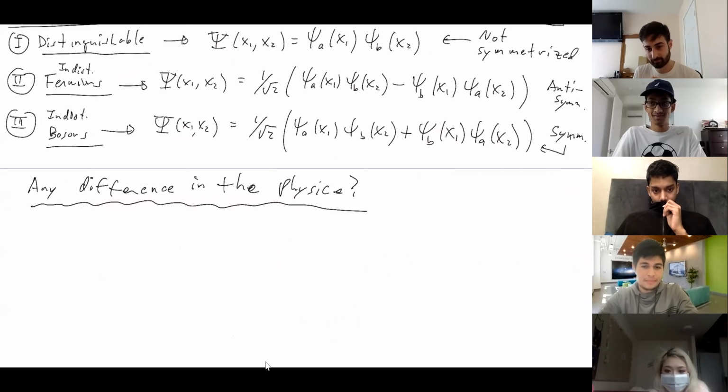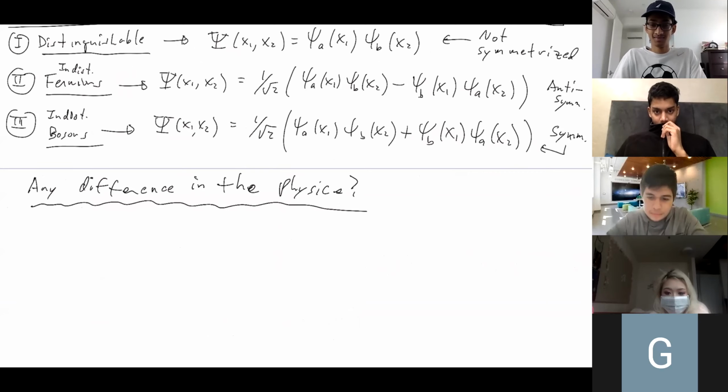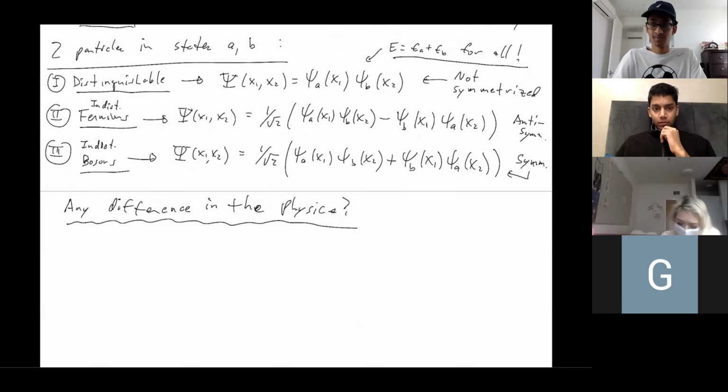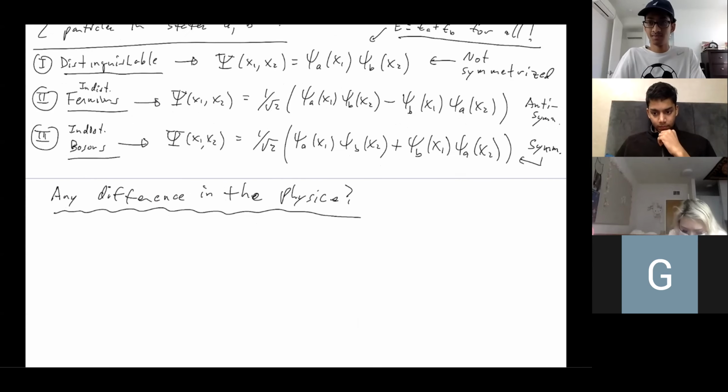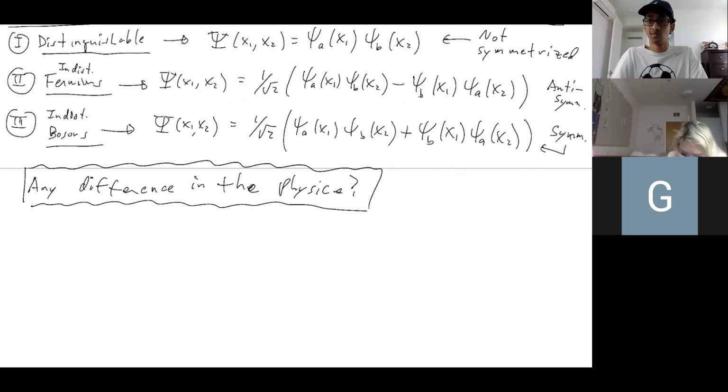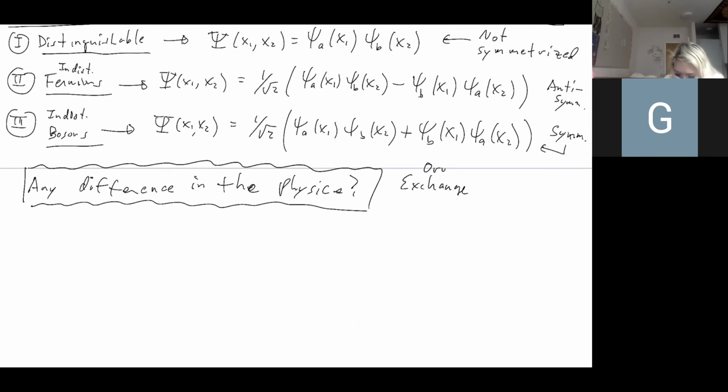So the question is, is there any difference in the physics? And the answer is yes, there is a difference. The difference is due to the fact that the symmetrization causes a difference. And this is the origin of what we call exchange forces.